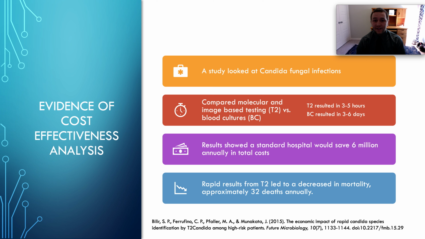The results showed that a standard hospital would save approximately $6 million in total costs, and that rapid results from the T2 could lead to decreased mortality, approximately 32 deaths annually they estimated in the study. That alone, saving you $6 million and improving patient outcomes by decreasing deaths from fungal infections or sepsis, 32 annually, that's an outstanding number that these technologies are going to provide for us in the future.